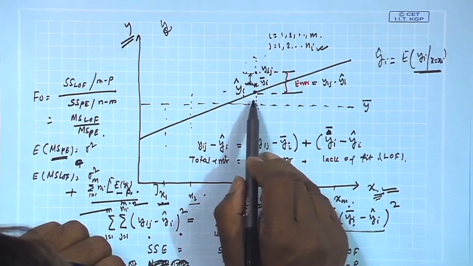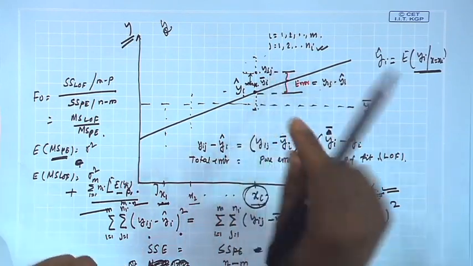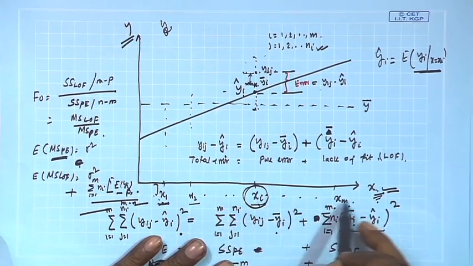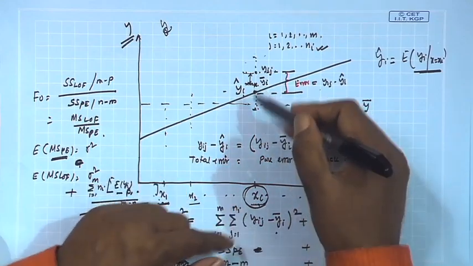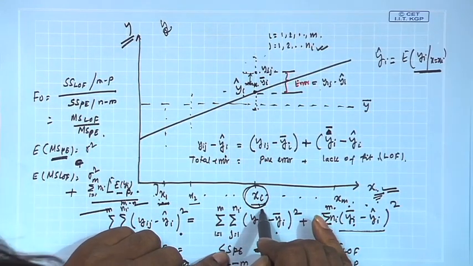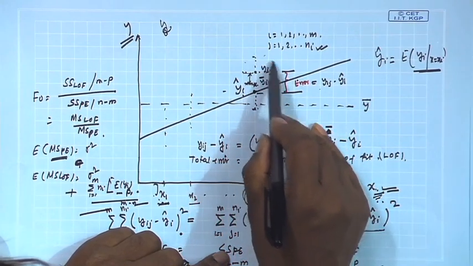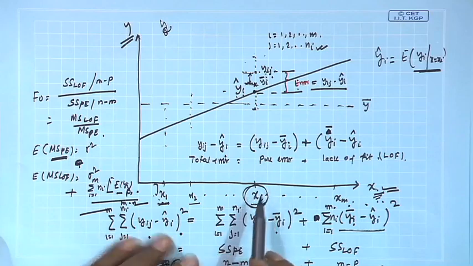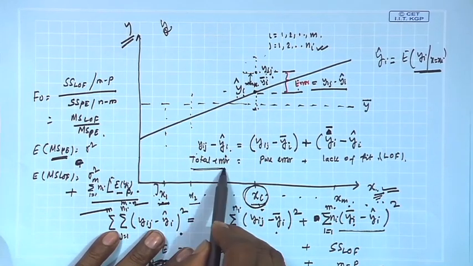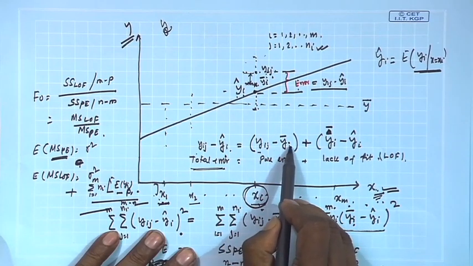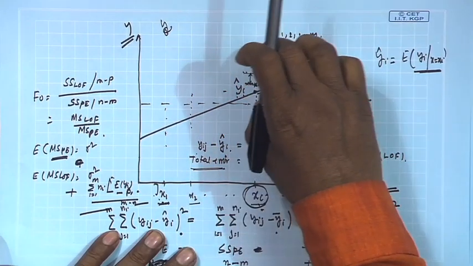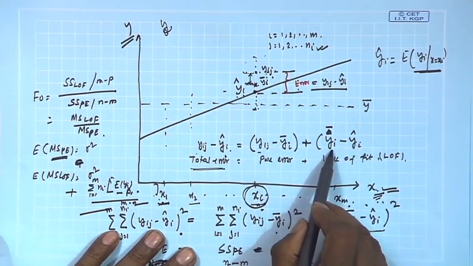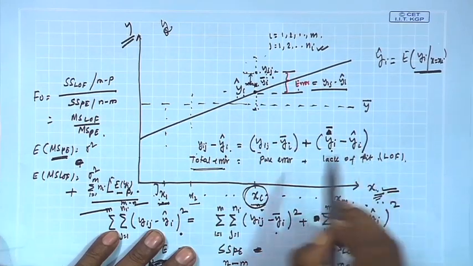Now, what is the total error here? Suppose you think of a particular observation y_ij, with i from 1 to m, the m fixed values of the regressor, and j the replication at a particular fixed value of x. The total error for a particular observation y_ij will be y_ij minus y_i cap. This can be partitioned like this: y_ij minus y_i bar, that is, the mean or average value of all the y when x equals x_i, which is coming here, plus y_i bar minus y_i cap.